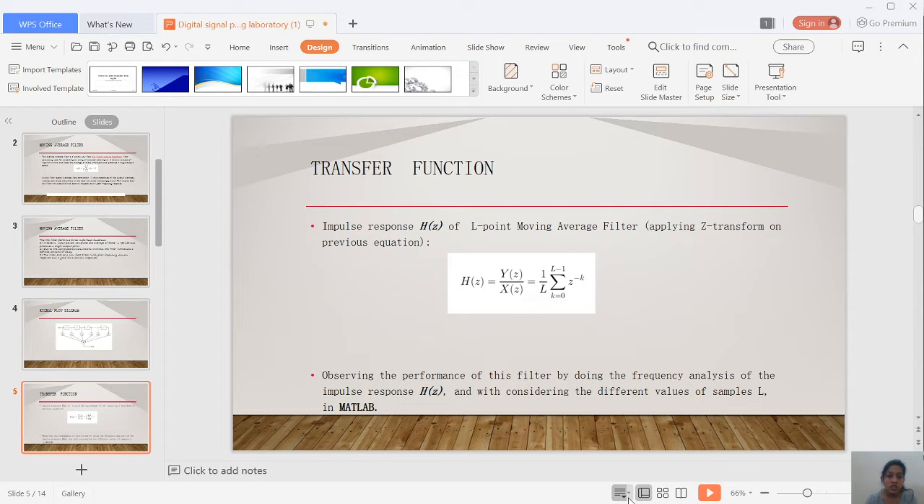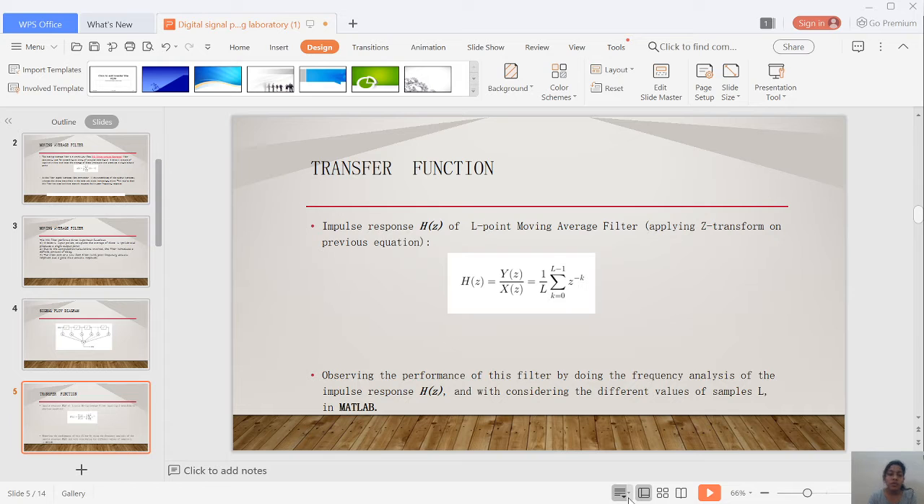So this is the transfer function of the moving average filter. As we know, the transfer function is calculated by taking the input as the impulse function. So this is obtained by y of z by x of z, where y of z is the output and x of z is the input. So the function is 1 by L into sigma of k equal to 0 to L minus 1 z to the power minus k, where L is the window which we are taking.